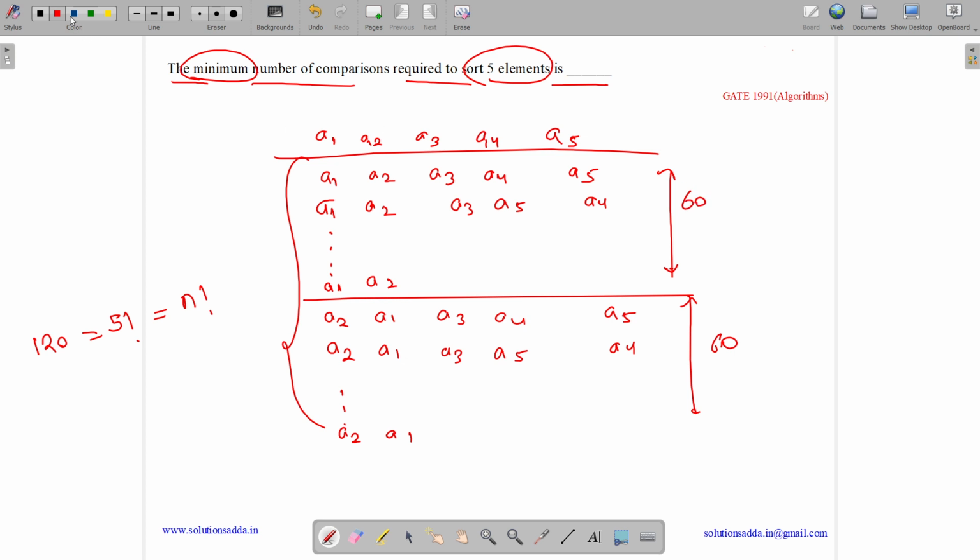So what happens in comparison based sorting? We are basically comparing two items. So let us suppose we are comparing A1 and A2. Now there can be two cases: either A1 is greater than A2 or A1 is less than A2.